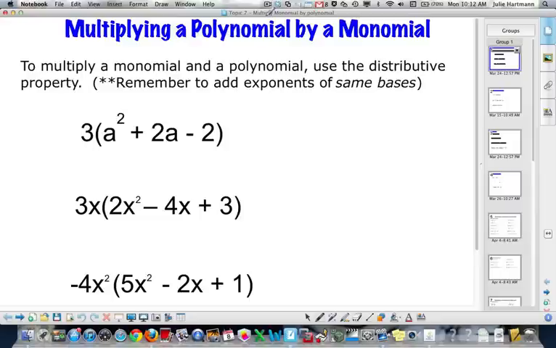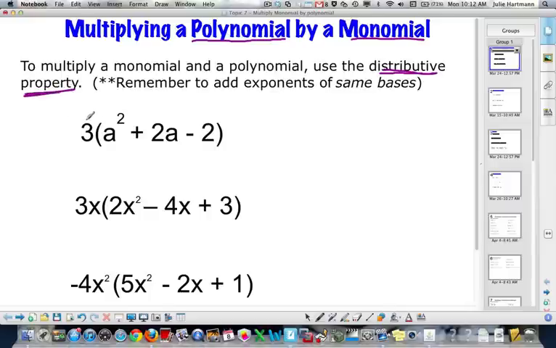Topic 7 is multiplying a polynomial by a monomial. Now, you remember a polynomial is two or more terms, and a monomial is just one term. So this is your monomial, the 3 on the first one, and then multiply it by the polynomial. So basically, we are using the distributive property, and you know that. We've done that since chapter 1.